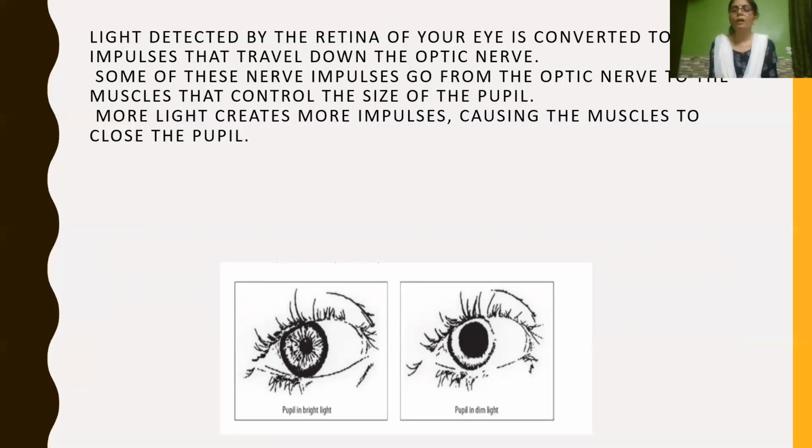That is why, in bright light, the size of the pupil is reduced. The pupil is nothing but the opening of the iris, which controls the amount of light entering into our eyes.